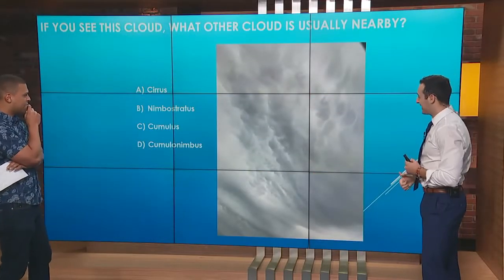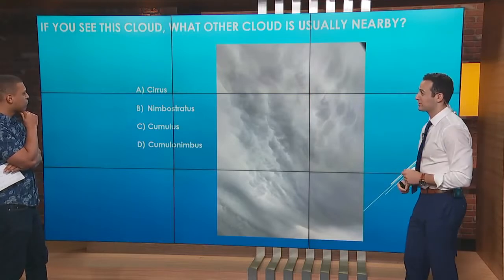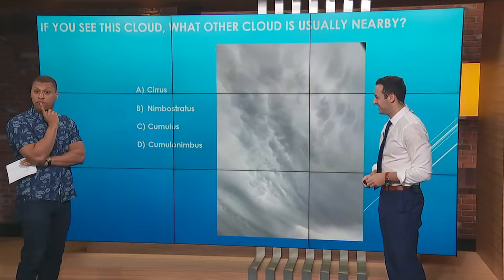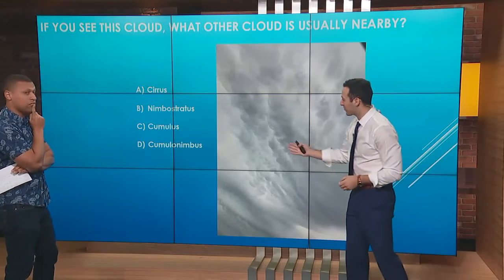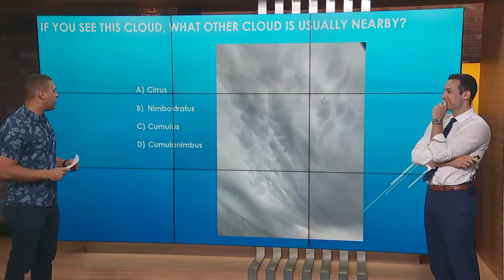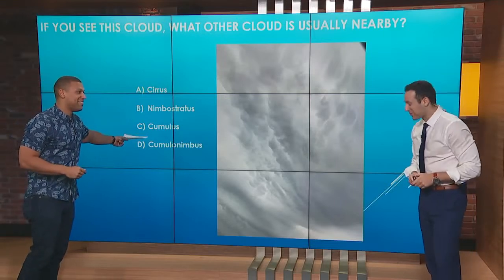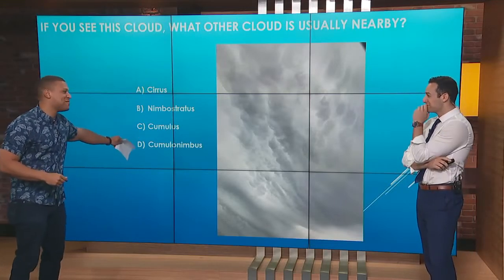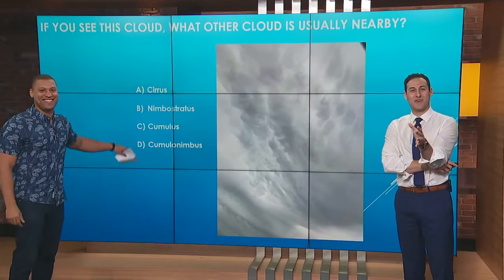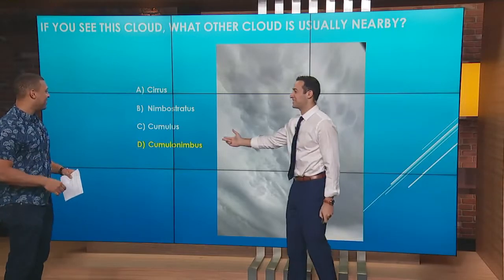If you see this cloud, what other cloud is usually nearby? This is multiple choice. Is it A, cirrus, B, nimbostratus, C, cumulus, or D, cumulonimbus? That's interesting. I'm going to go with cumulus. Okay. Do you want to pick something else, maybe? Yeah, cumulonimbus. Okay, so Pedro's going with D. Lock in your answers at home. The answer is D, Cumulonimbus. I knew it was one of those two.